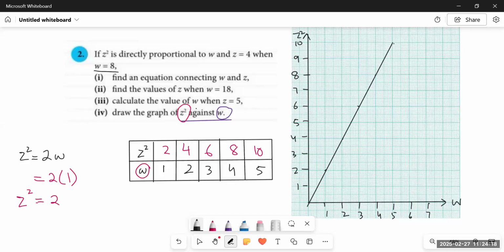So what do we notice? That when we drew the very first graph, that was not a straight line. But when we are drawing these graphs, since z square is directly proportional to w, and in the earlier question x was directly proportional to y cube, these lines would be straight. You see? This is what the question is trying to tell us, that when we draw the graph of quantities that are directly proportional, we will get a straight line. Okay?